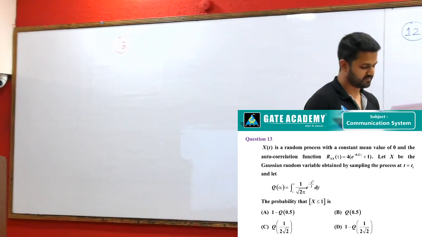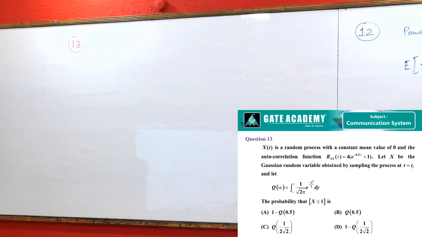Let's solve question number 13. Probability that x less than or equal to 1.